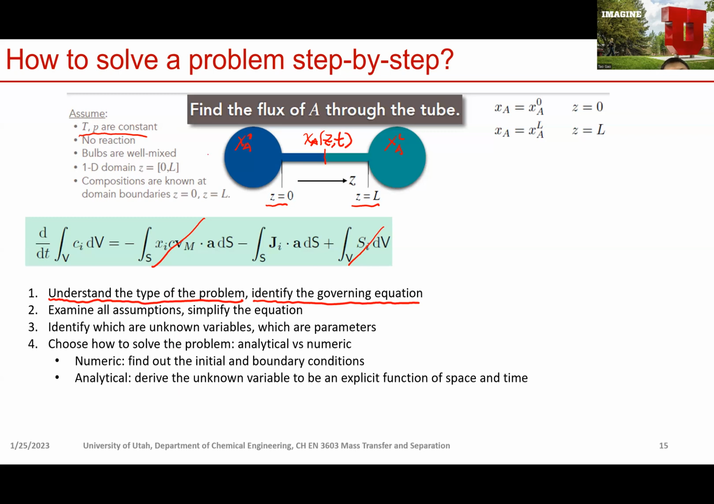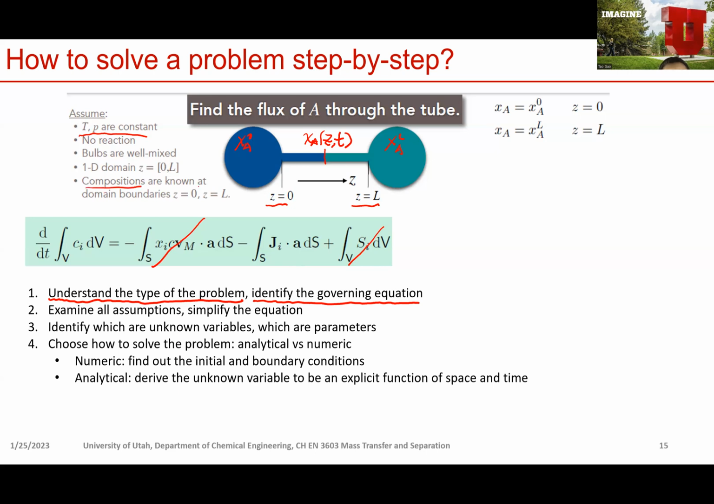So bulbs are well mixed. This just means that in the left bulb and the right bulb, the concentration is uniform. There's no concentration gradient, so we don't have to worry about that. 1D domain just means that at some point we can simplify this equation into its 1D form, right? Because these equations are supposed to be applied to a three-dimensional case, but we'll get to that later.